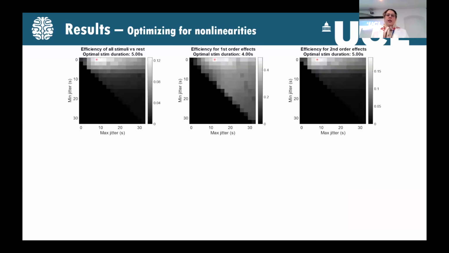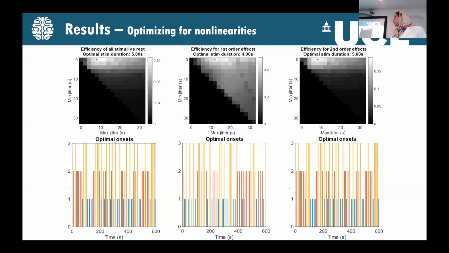You can see that if you are looking for detecting the BOLD amplitude, then block design still wins. Here, the heat maps of efficiency for the Volterra model are shown at the optimal on duration, and for three contrasts of interest: all stimuli versus rest, first order effects, which capture the HRF shape, and second order effects, which capture the nonlinearities. And here are the optimized stimulus timing that we obtain.